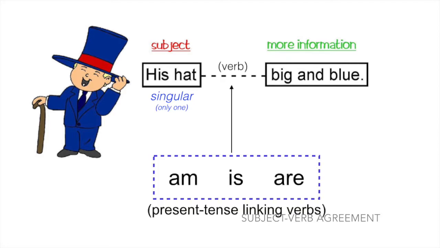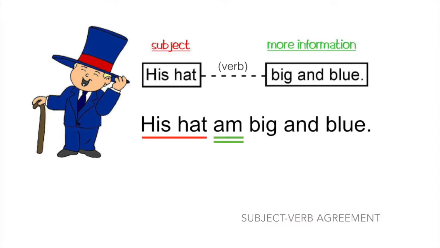So since this boy is wearing the hat now, we need to use our present tense linking verbs, which are am, is, and are. So let's go ahead and try each one in each sentence and see which one works. First, let's try am. His hat am big and blue. This does not work, so we know we can go ahead and eliminate am.